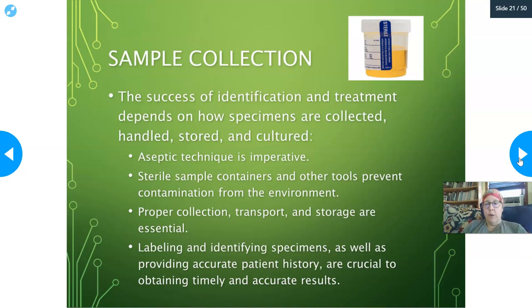There are different storage requirements for the different types of sample, and meeting the proper storage requirements is super important. Definitely labeling and identifying the specimens. Just for example, because it's a yellow liquid doesn't mean it's automatically urine. So you have to identify it. For example, peritoneal fluid is also yellowish and could resemble urine.